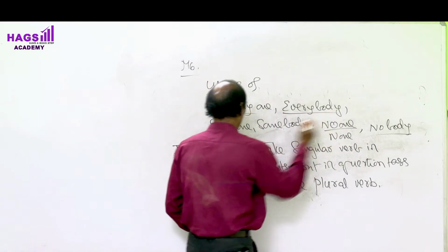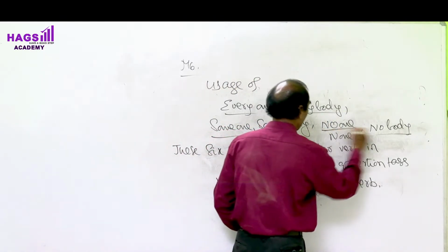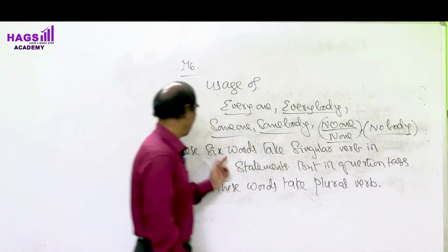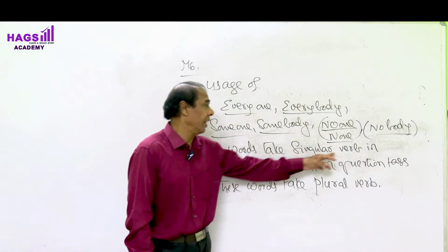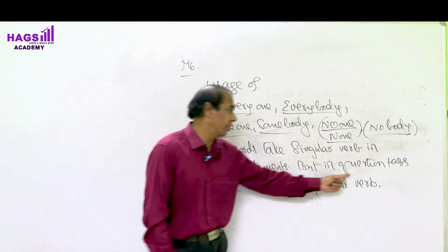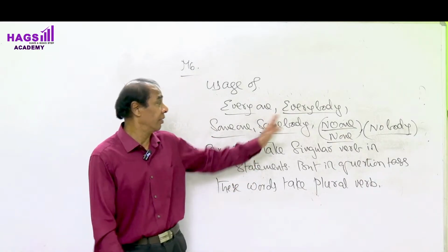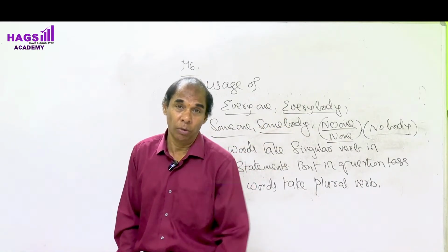Everyone, everybody. Someone, somebody. No one or none, both are same. Nobody. These 6 words take singular verb in statements. But in question tags, these words take plural verb. See, these 6 words take dual role.